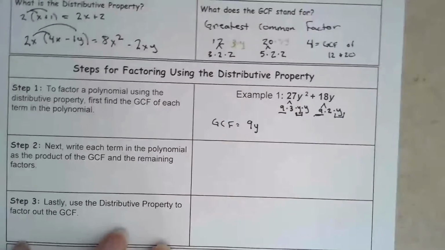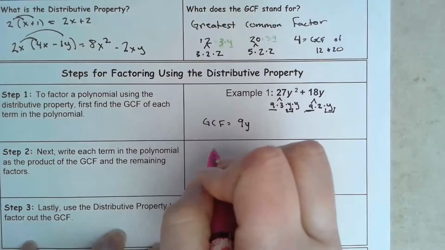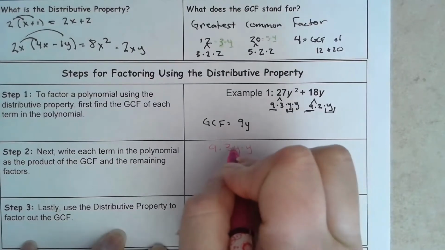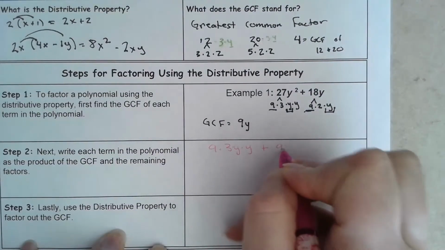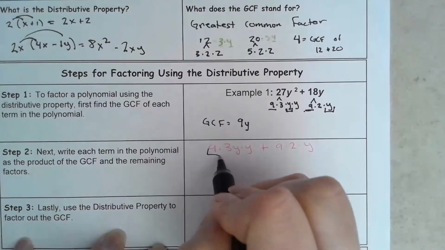When it says remaining factors, we have 9 times 3y times y plus 9 times 2 times y. And we already said our greatest common factor was the 9y.